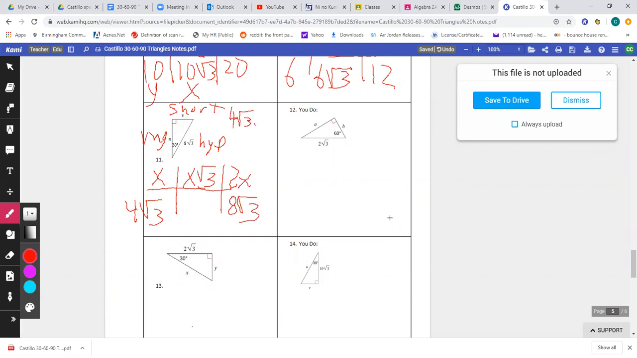4 √3 times root 3. Root 3 times root 3 is just going to be 3. So this is 4 times 3. And that's 12. Okay, so you should be able to do 12.